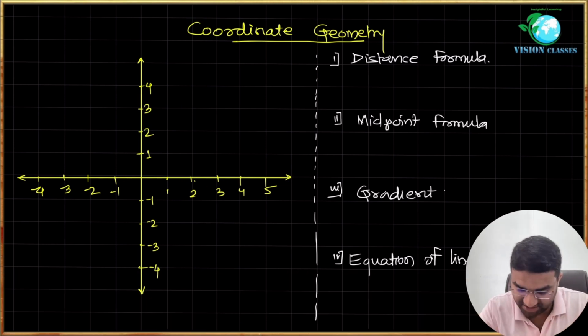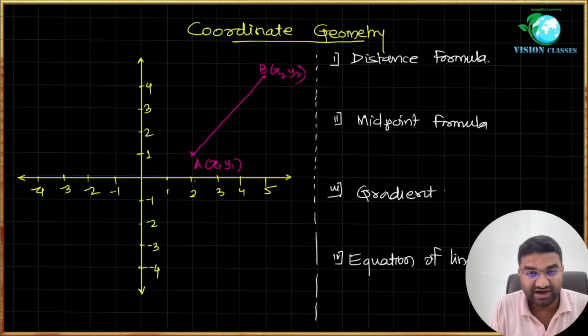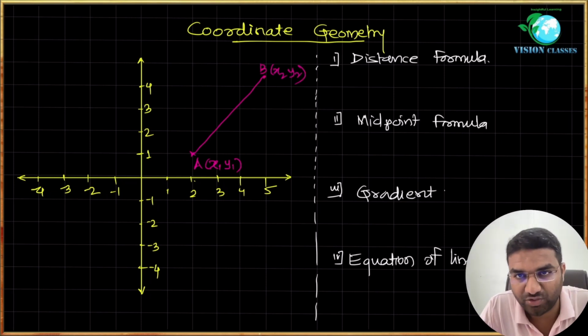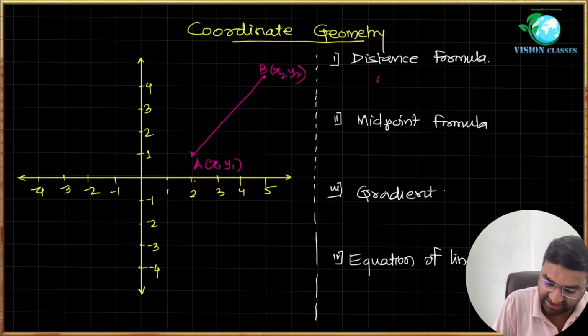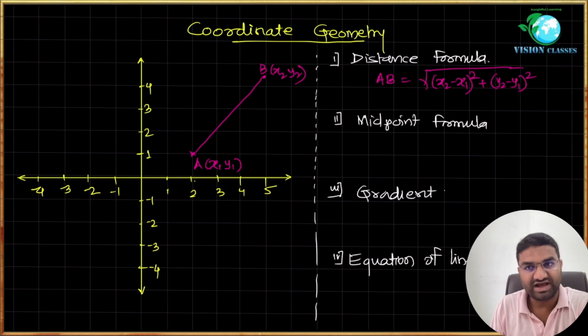We'll start here with the basics. Let's say, for example, if we take any points A and B, A is, let's say, (x1, y1) and B is (x2, y2). So firstly we have the distance formula. Distance AB is the square root of (x2 minus x1) squared plus (y2 minus y1) squared. So this is actually an application of Pythagoras theorem.